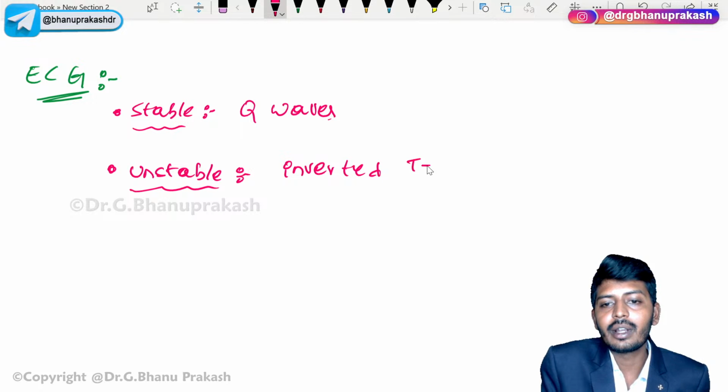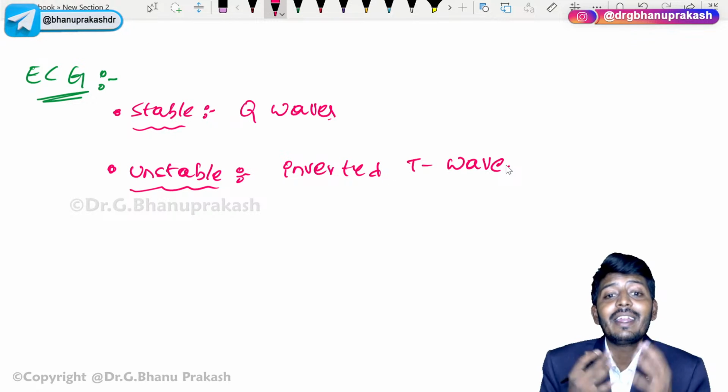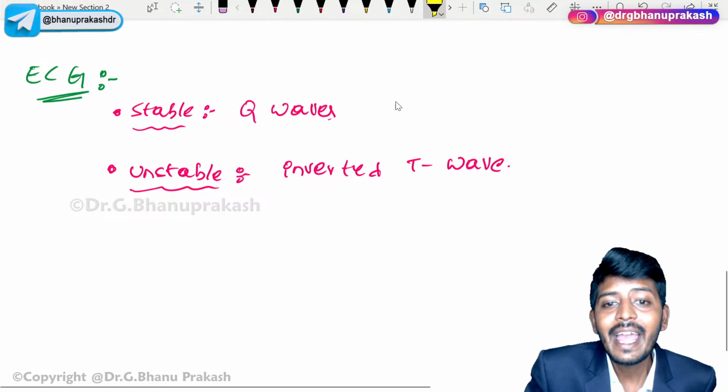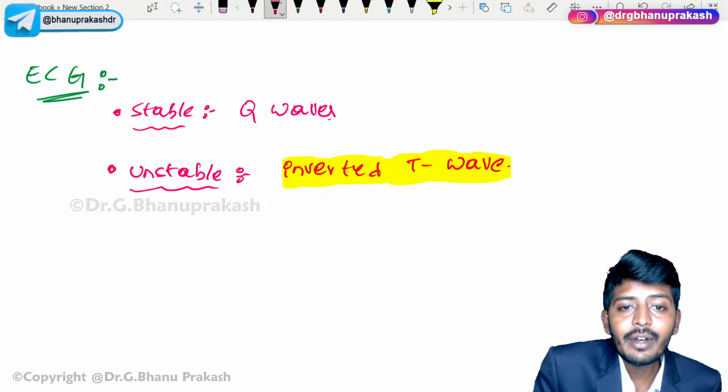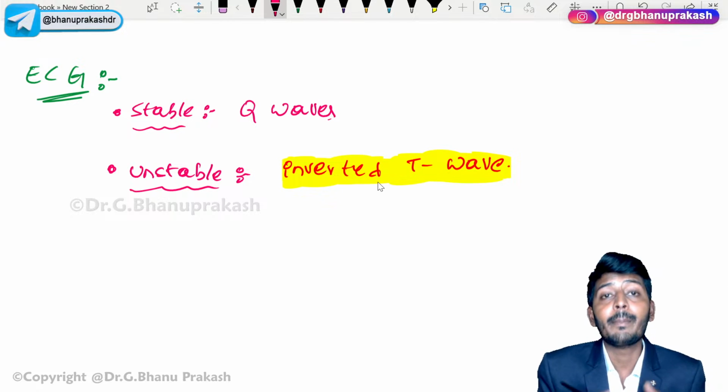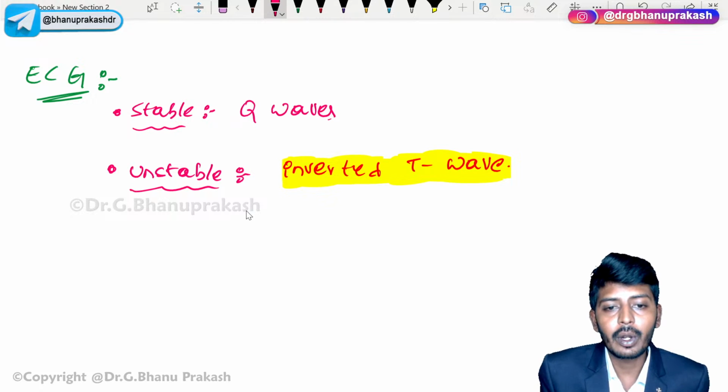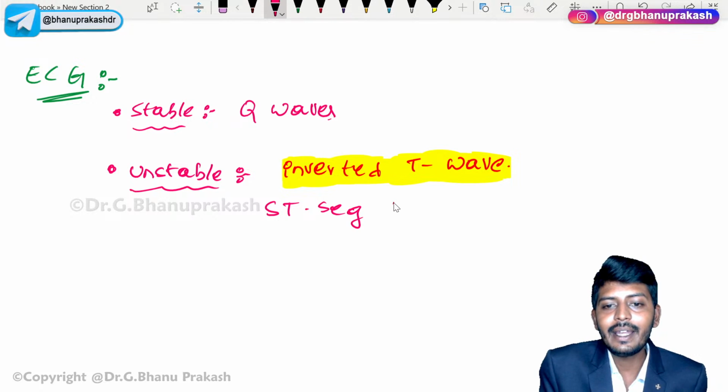Inverted T wave. Now everyone will tell me, sir, first sign of myocardial ischemia is inverted T wave only, right? Yes, you are right. But even before that, even earlier, even before T wave, the most important is ST segment suppression. What is that? ST segment depression or suppression. Write down, ST depression can be seen.